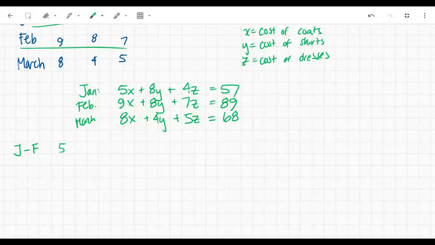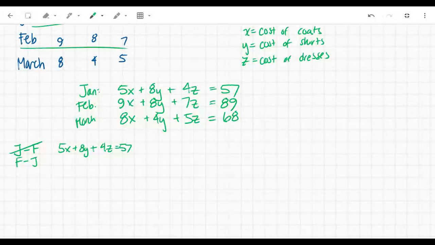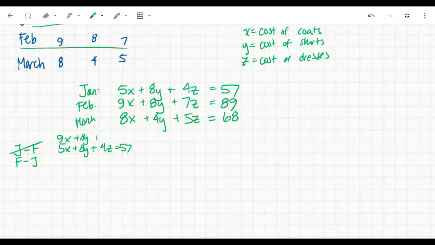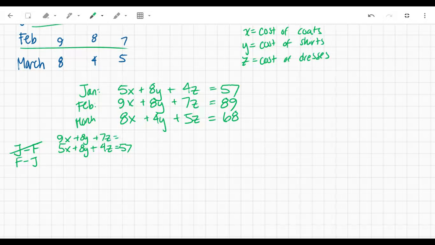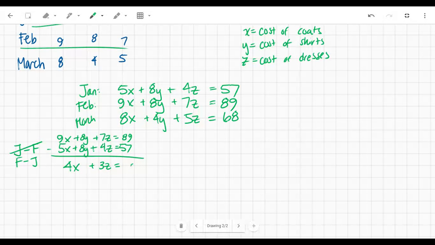Okay, so 5x plus 8y plus 4z equals 57. Actually, I'm going to do February minus January so I can have the bigger numbers on top. So 9x plus 8y plus 7z equals 89. So I'll subtract those, and I get 4x plus 0 plus 3z equals 32.